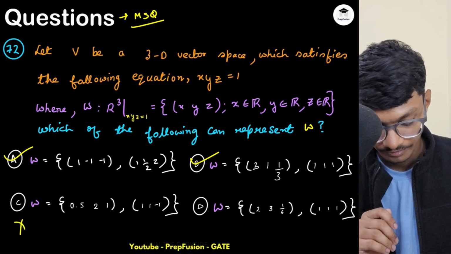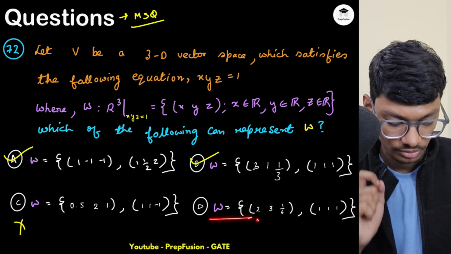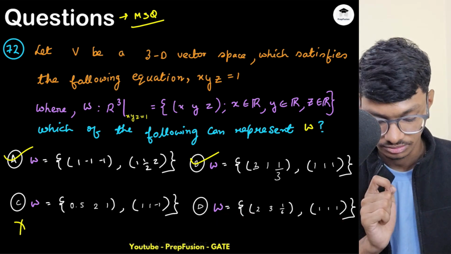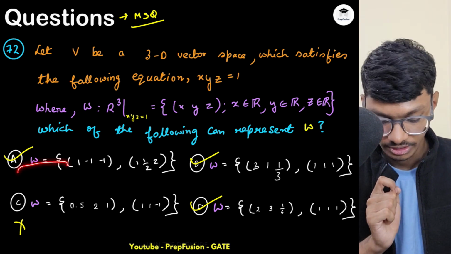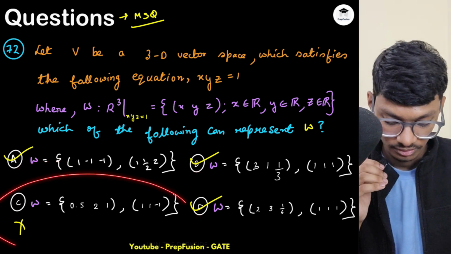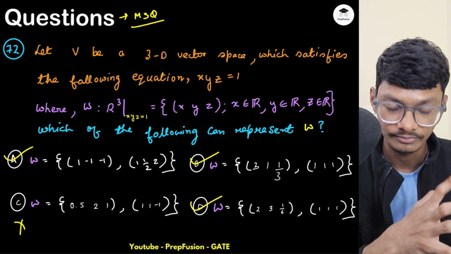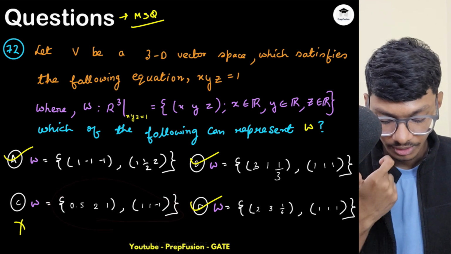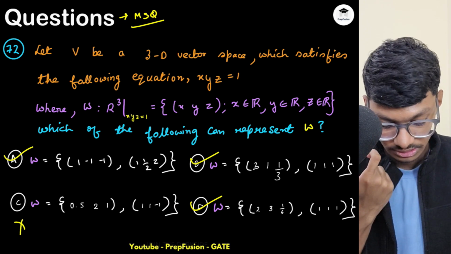So this is wrong. Now, what about this one? 2 times 3 is 6, 6 times 1/6 is 1. Then 1 times 1 times 1 is 1. So this is also correct, right? So A, B and D will be correct. Sorry, not W, this is V. So this is a 3D vector subspace. This is correct. But this, right?